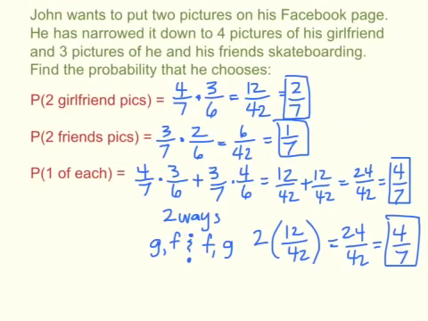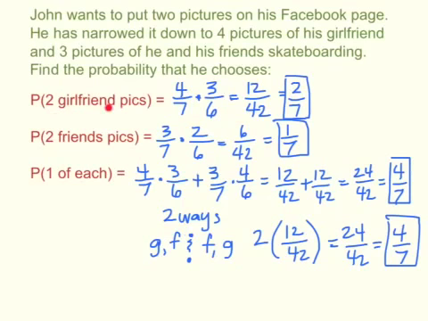And here we are. We got John. He wants to put up some pictures on his Facebook page. He wants to put up 2 pictures specifically, and he's narrowed it down to 4 pictures of his girlfriend and 3 pictures of he and his friends skateboarding. All right, so what is the probability that he chooses 2 of his girlfriend pics?